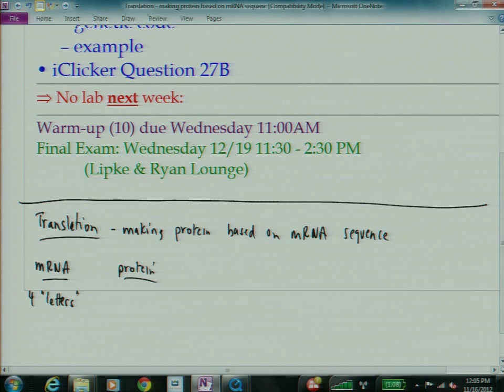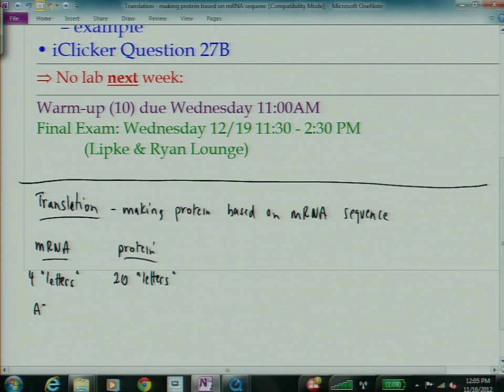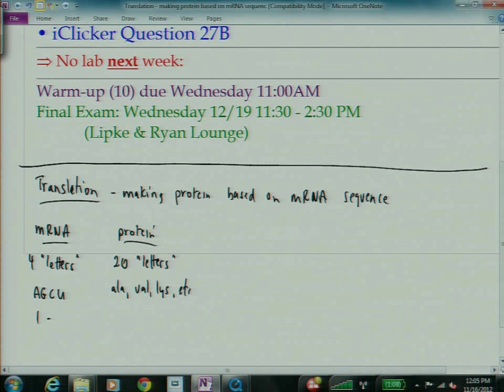There are 20 letters in the protein alphabet. In mRNA, it's A, G, C, and U. And here it's Ala, Val, Lys, etc. 20 different ones, it turns out. It's one strand in RNA and one strand in protein, which makes things a little simpler. This goes from 5 prime to 3 prime, and this goes from amino to carboxyl.